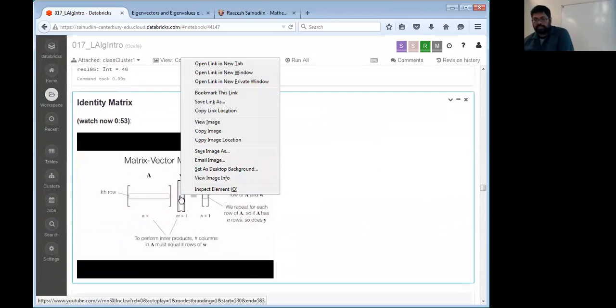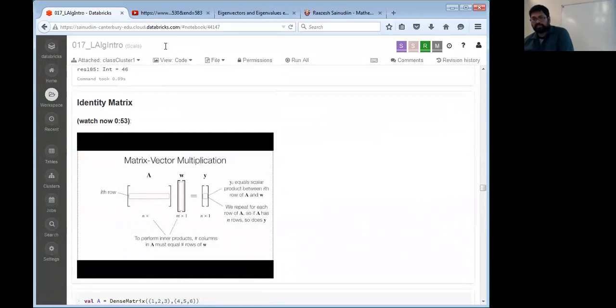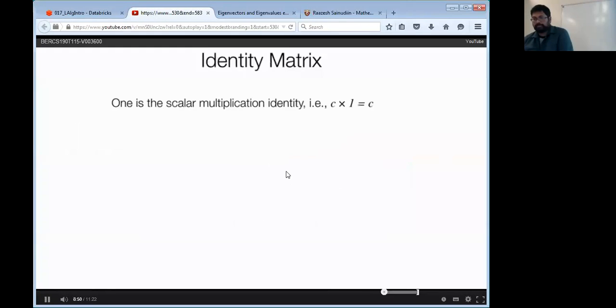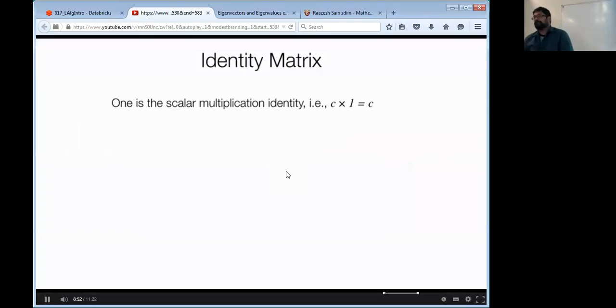So now what is the identity matrix? Next, let's define the identity matrix. And to do so, let's think about what happens in the scalar setting. In the scalar setting, the number 1 is the scalar identity, or in other words, for any number c, if you multiply c times 1, you get back c.